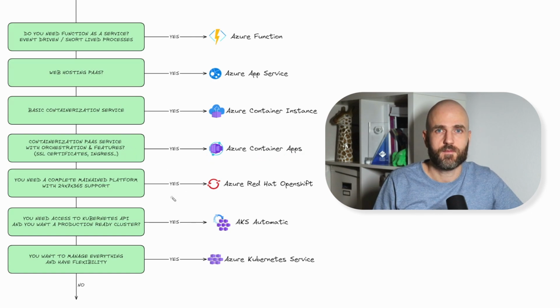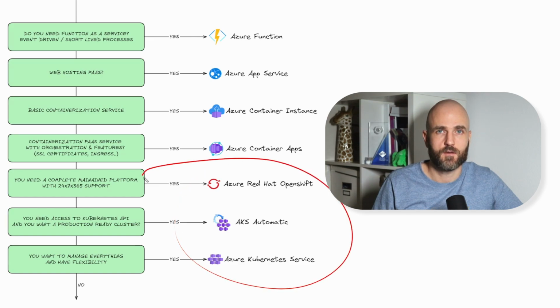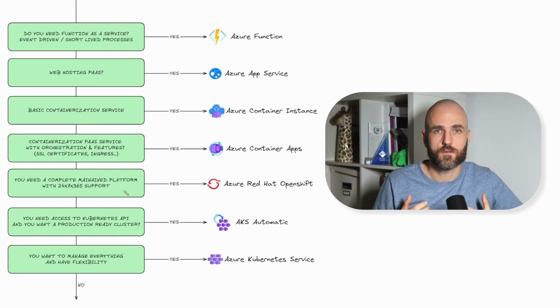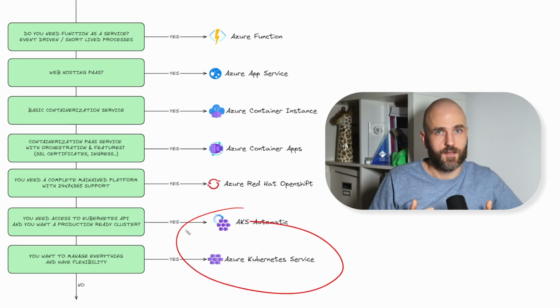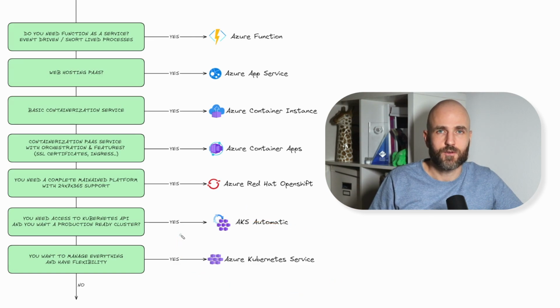And finally, if you need an Azure service that offers access to the Kubernetes API, you have a few options. If you want a complete, supported and maintained platform, maybe Azure Red Hat OpenShift is a great option. And if you have a high level of Kubernetes expertise and want to build your own platform, go for AKS. If you need a production-ready AKS cluster quickly, AKS Automatic may be the best solution.